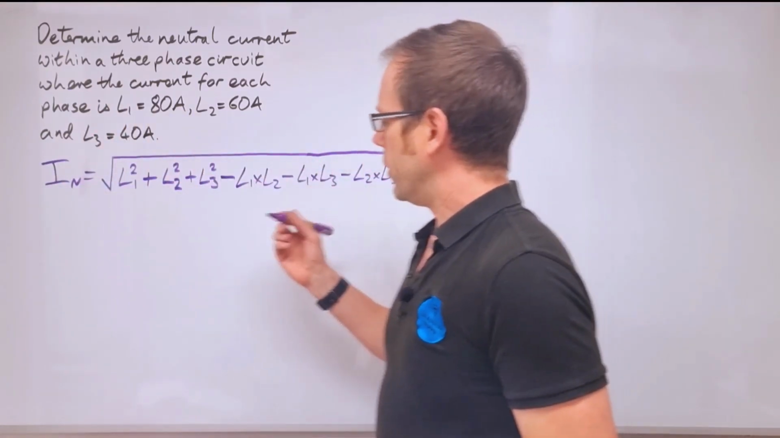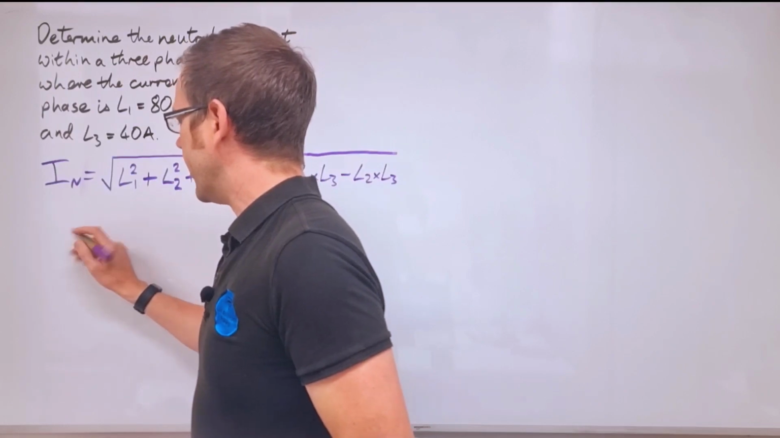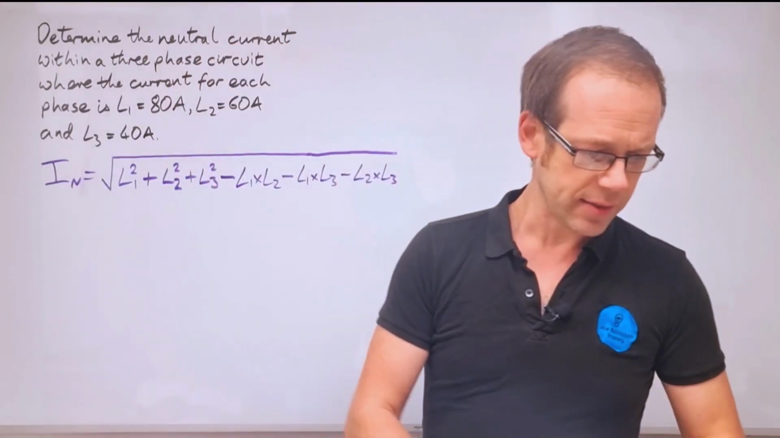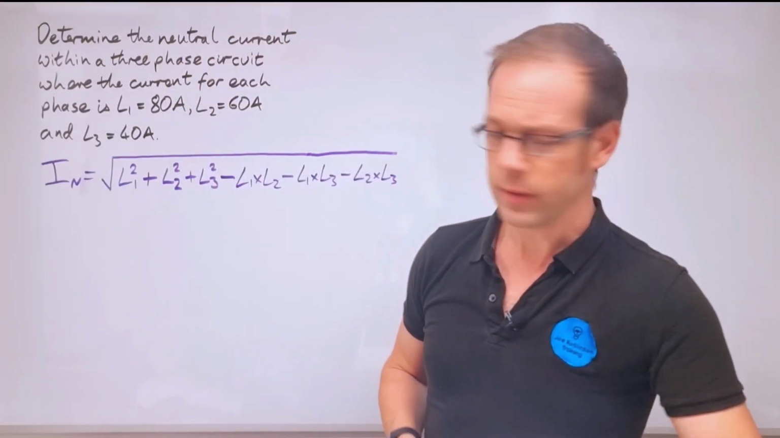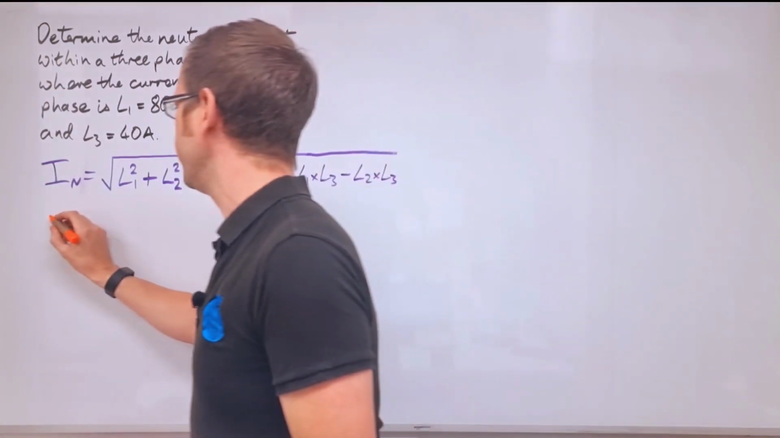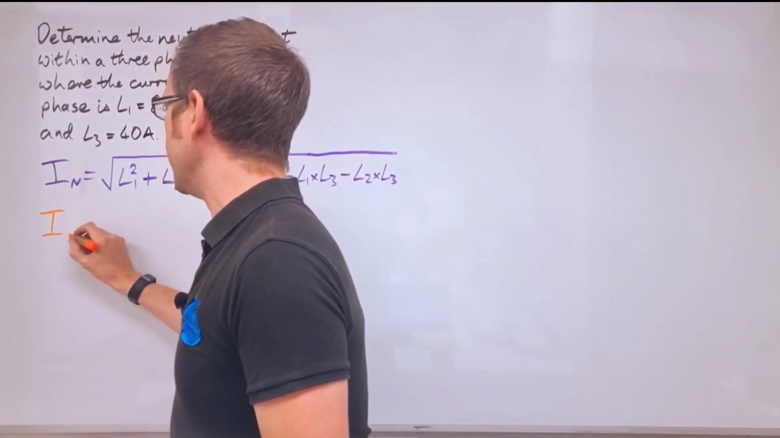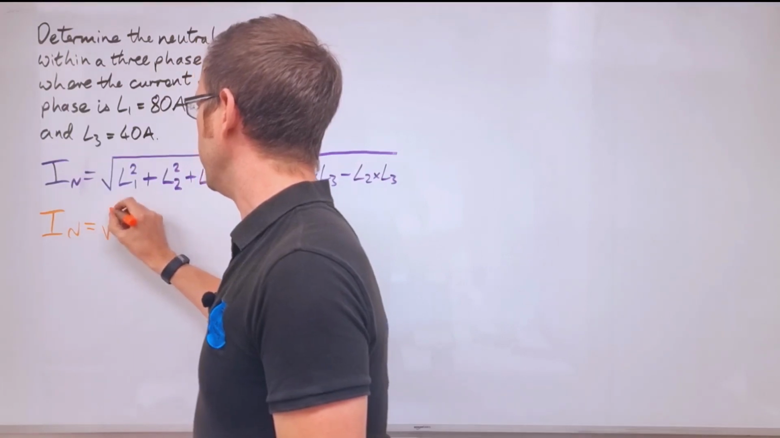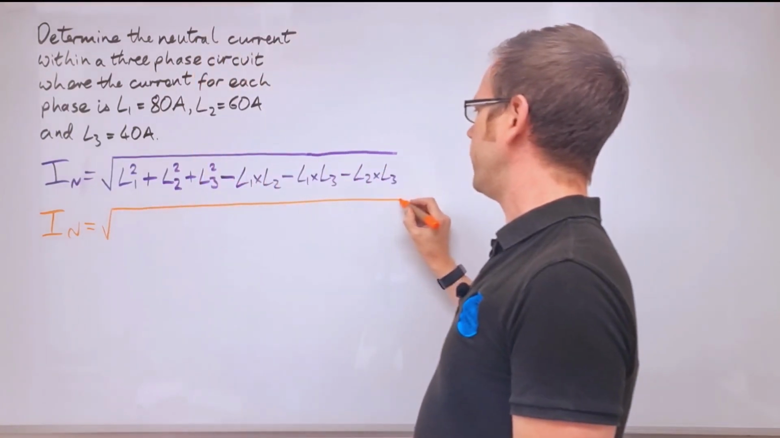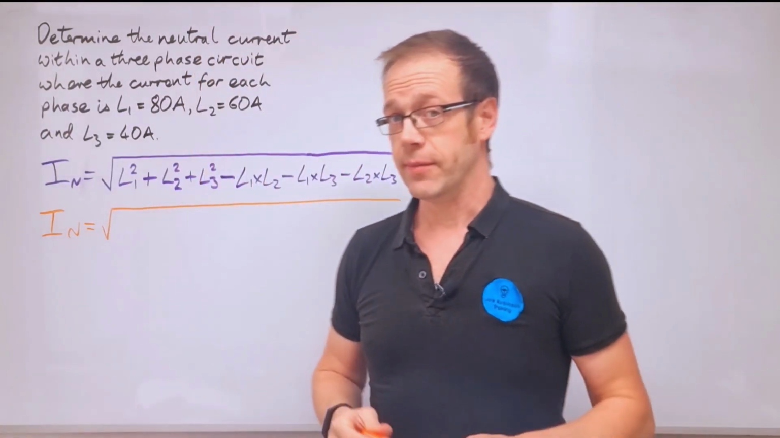So let's have a little look at what that looks like when we go to the next line down. I'm going to change colours here because it can end up as one massive colour if you're not careful. So let's end up with I_N is equal to the square root of, and now we're going to put the numbers in, okay?